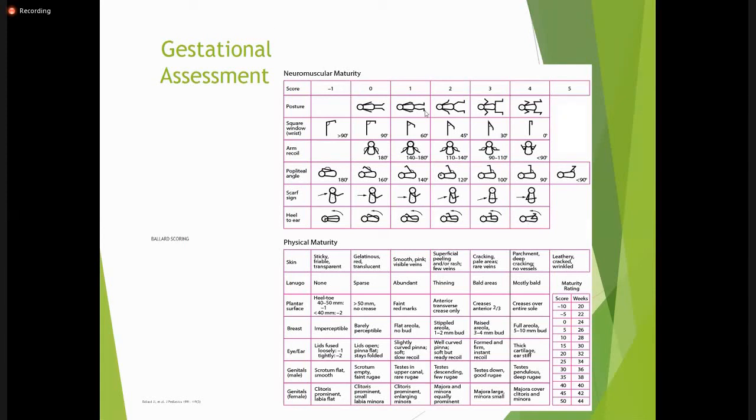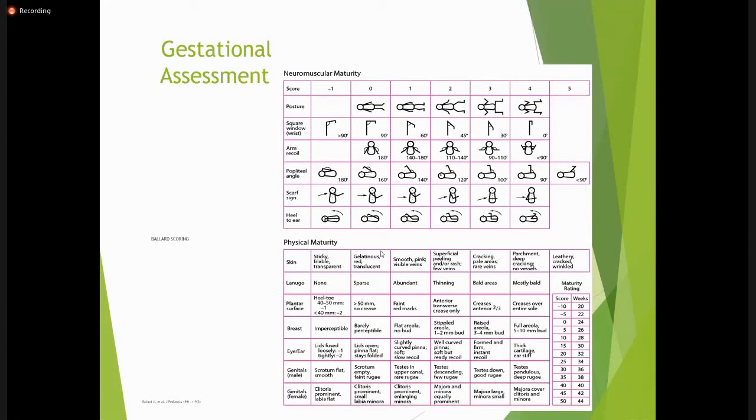So this is the neuromuscular maturity. You don't have to remember all these things, but you should know the parameters: posture, square window, arm recoil, popliteal angle, scarf sign, and heel to ear. At least you should have an idea at this stage of how you are going to perform it, and what the benefit of performing this gestational assessment is.